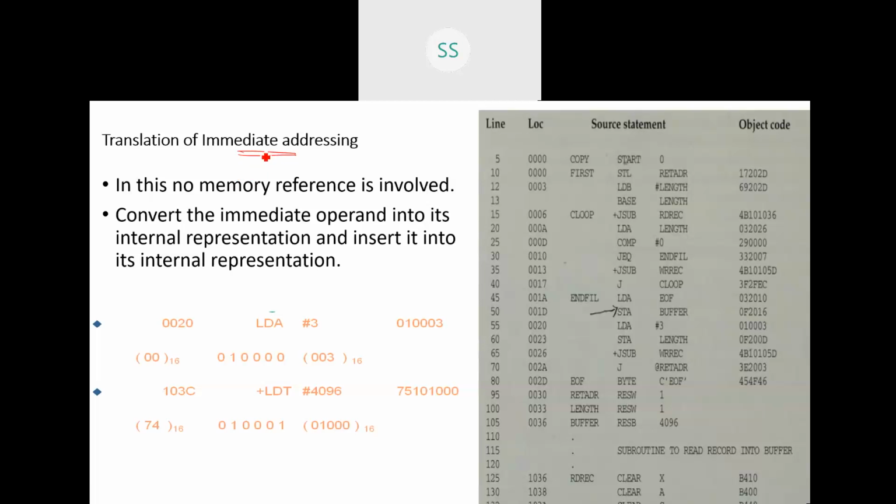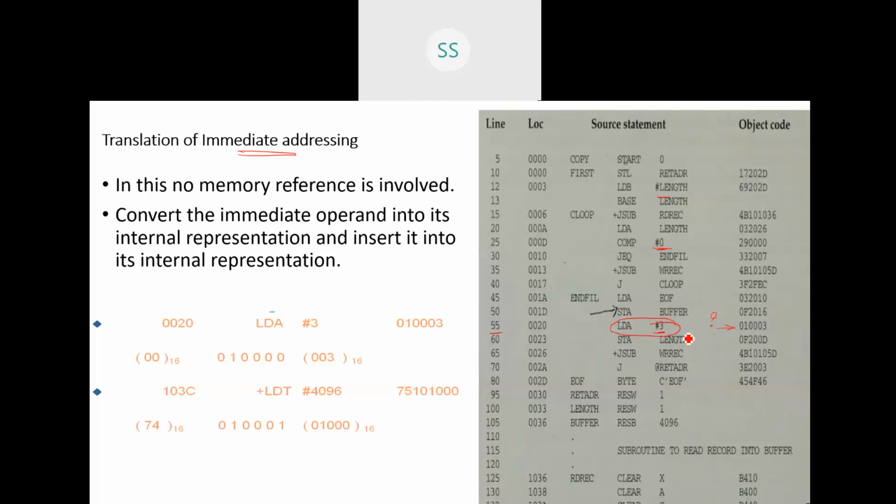That is, the value I use is directly available in my instruction. When you see this, you can see that this instruction is immediate; wherever a hash comes you have to remember, like #0, #length, #3, like that we have a lot of them. Okay, so we are going to take the first example, that is here LDA #3, in line number 55. So when we see such an instruction, how can we generate its object code?